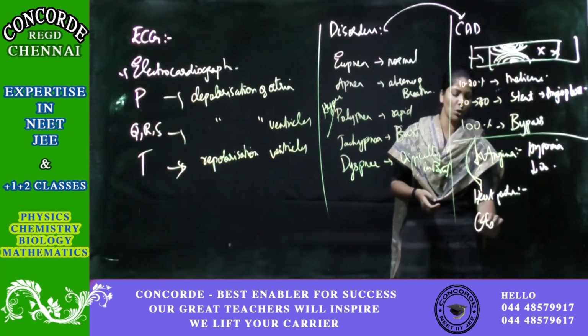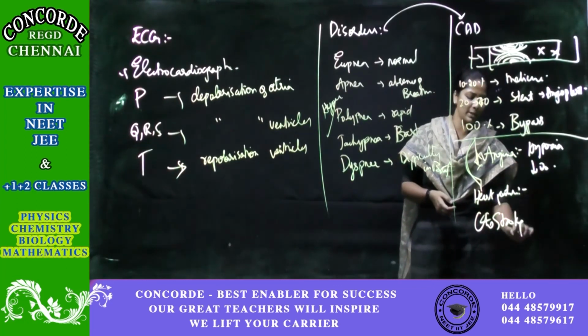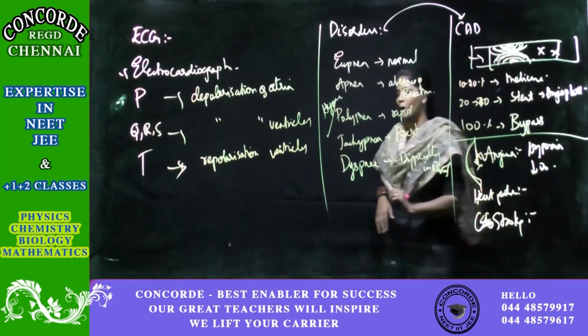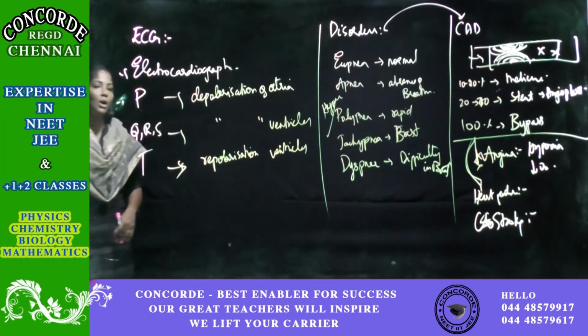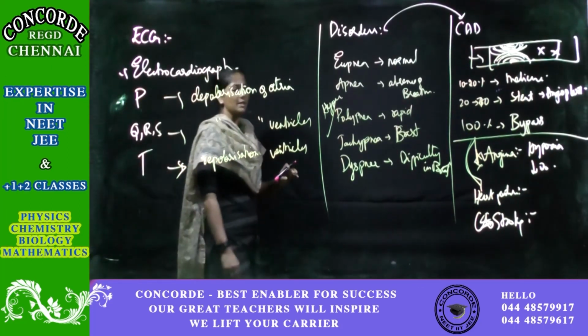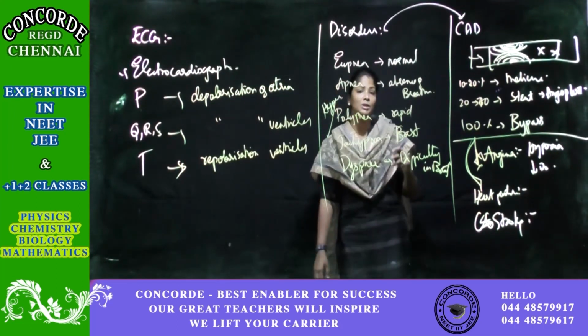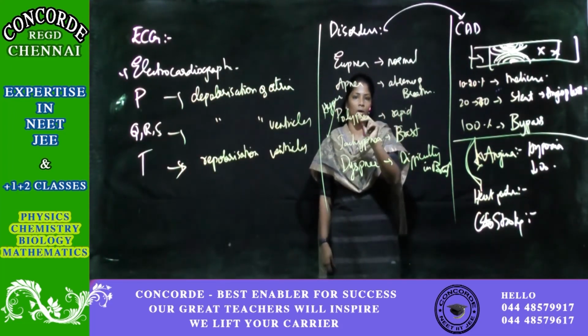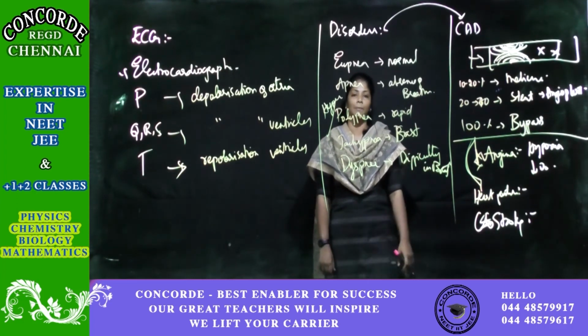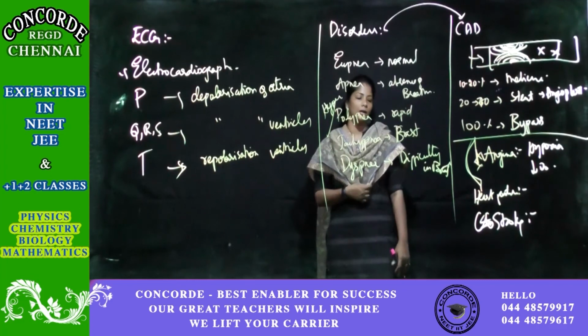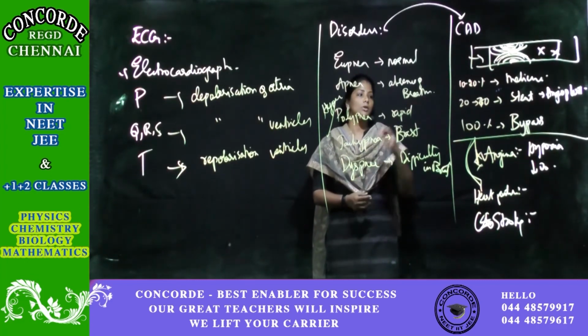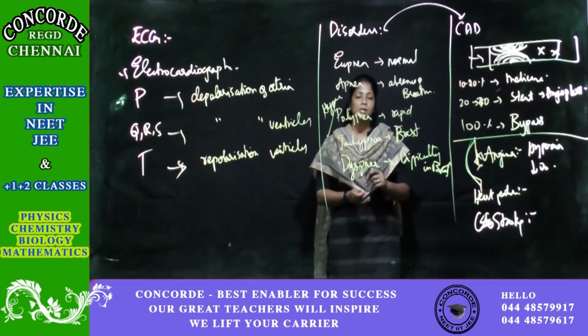Next is stroke. What happens in stroke is that if you have a clot blocking somewhere near your heart, that is called cardiovascular disease. But if the blood vessel which is supplying blood to the brain is blocked because of a clot, that will end up in stroke. So blood supply to the brain is reduced, and that will end up in stroke. So these are all the disorders related to your circulatory system.